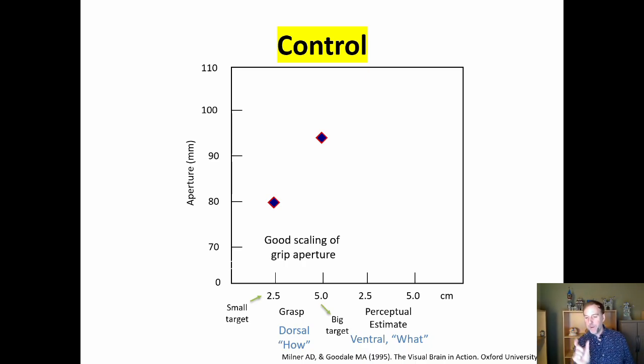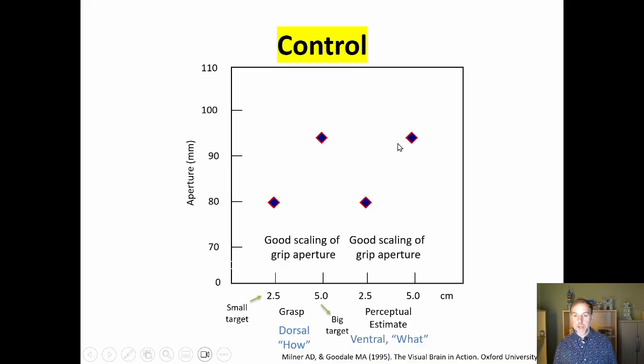How big is the small one? How big is the big one? And again, we're going to see that you'll scale the size of your grip aperture to the size of the object, but this you would do with your ventral stream.